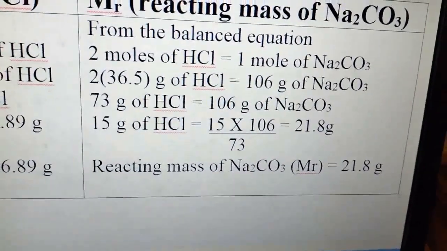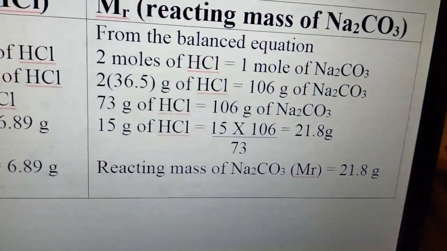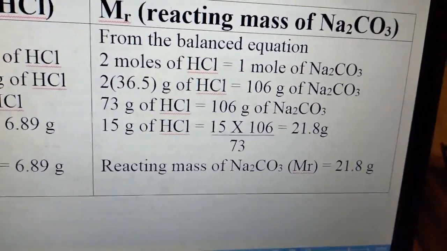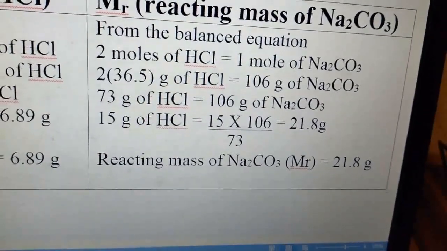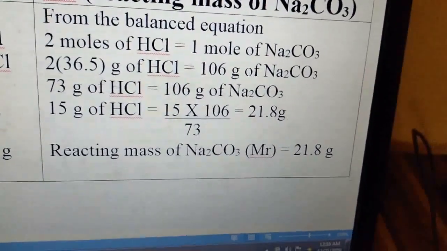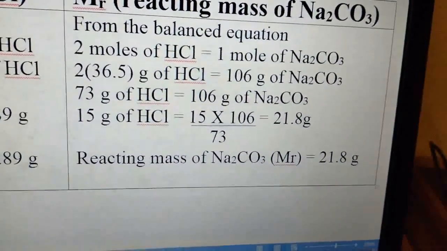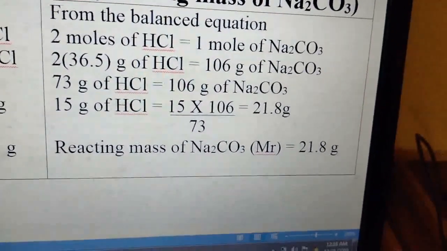Then convert the mole to mass, change the mole to molar mass. Because 1 mole of a compound is equal to the molar mass, 2 moles is now 2 times 36.5 gram of HCl. The 1 mole of sodium carbonate is the molar mass, that is 106 gram of sodium carbonate. So 73 grams of HCl is equivalent to 106 grams of sodium carbonate.